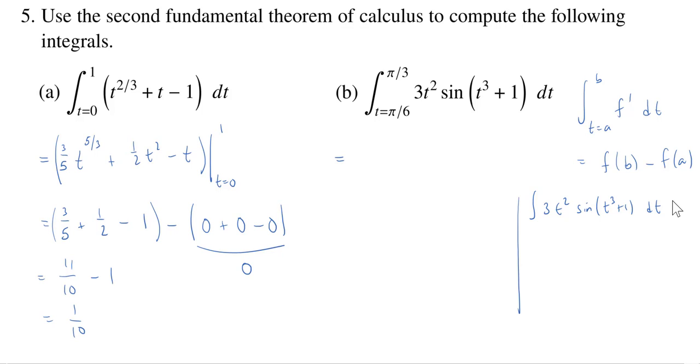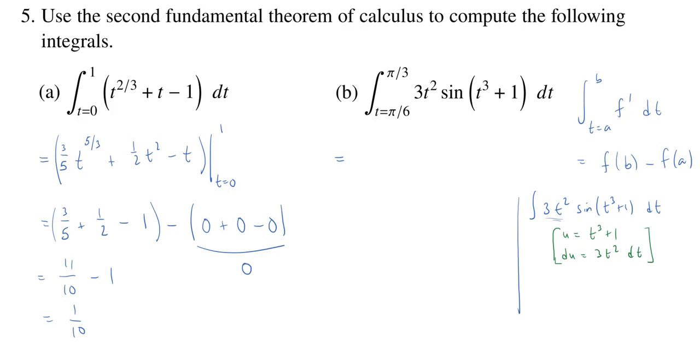With substitution, I look for a function and its derivative. The first thing I notice here is this t cubed. Okay, I could add 1. That doesn't hurt anything. And its derivative is 3t squared, which is right there. So I'm going to do a substitution. We'll switch over to a different color. Let's say u equals t cubed plus 1, so that du is 3t squared times dt.